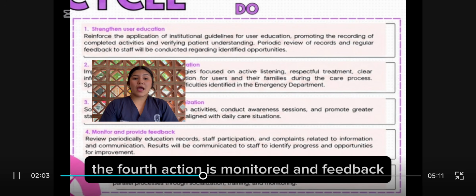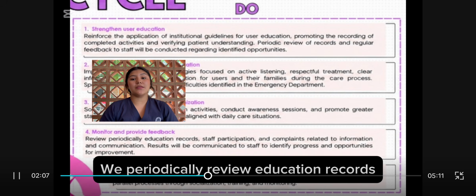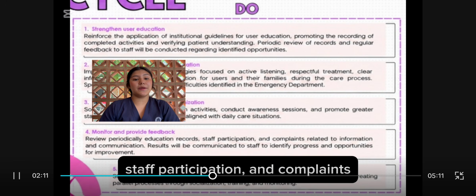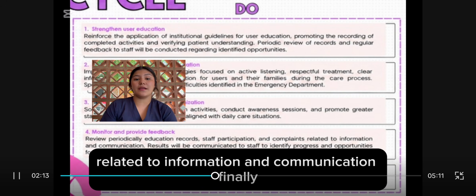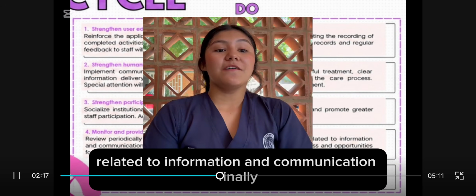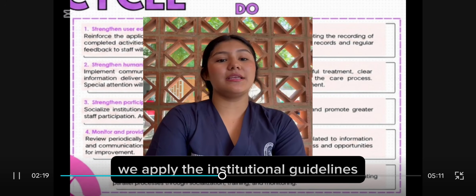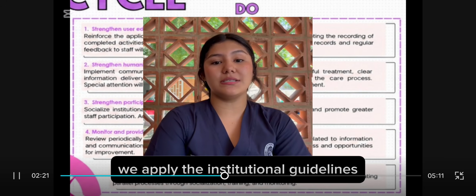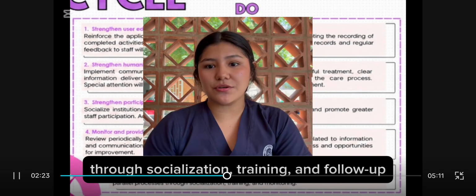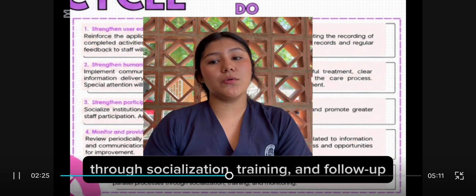The fourth action is monitoring and feedback, with priority review of education records, staff participation, and completeness related to information and communication. Finally, we apply institutional policies for socialization, training, and follow-up.